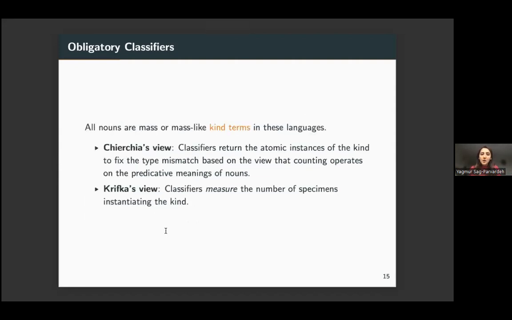Okay. So going more into the literature, the claim out there is that all nouns are mass or mass-like kind terms in these languages. I will talk about kind terms soon, but for example, in Chierchia's view, Mandarin classifiers take a kind term and return the atomic object-level instances of the kind. This is to fix the type mismatch between counting and a kind term, which are inherently incompatible. And in Krifka's view, on top of that, classifiers also do some measurement, some counting at the same time, not only accessing the object-level instances of a kind term.